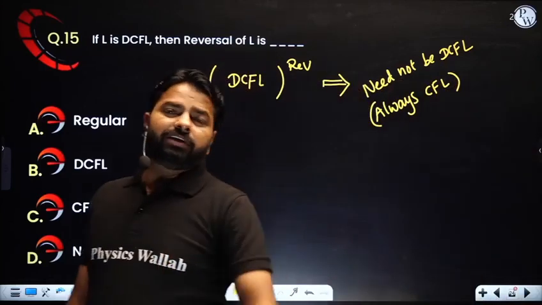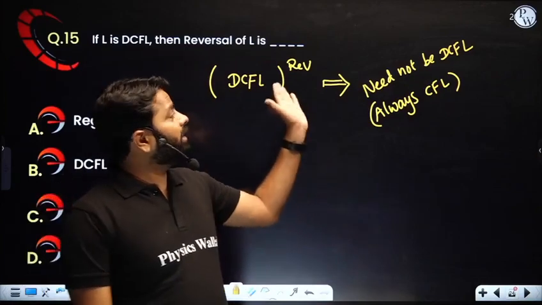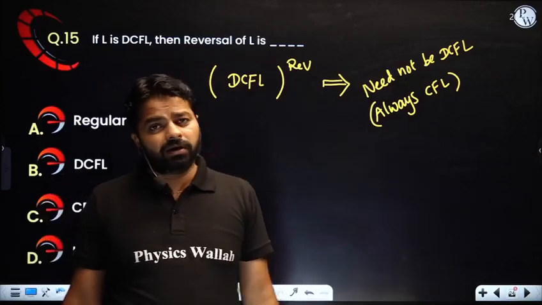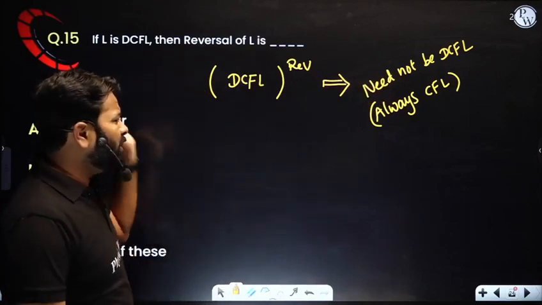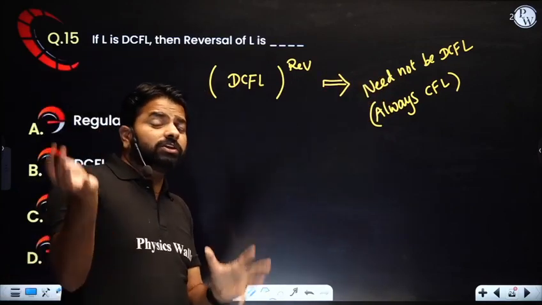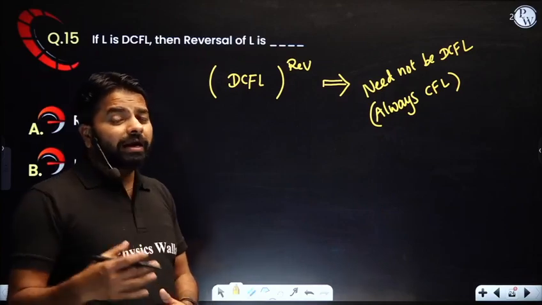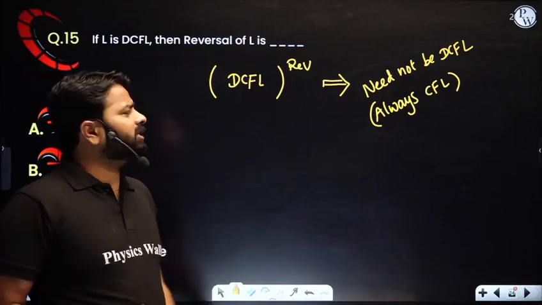Like union: union of two DCFLs, you get a CFL. Here also, the reversal of a DCFL is always a CFL. Sometimes it may be DCFL, sometimes not. Do you have any such example where the reversal of a DCFL is not a DCFL?